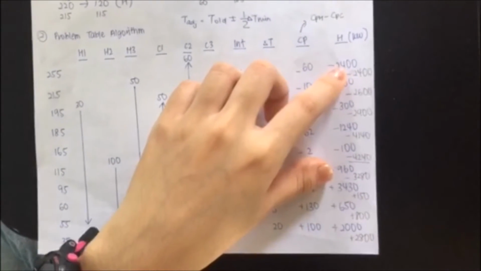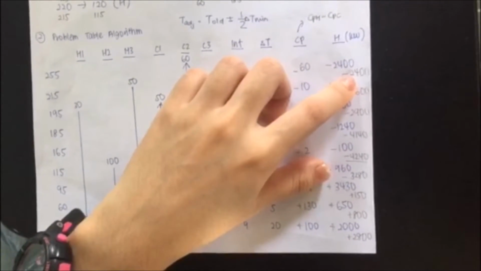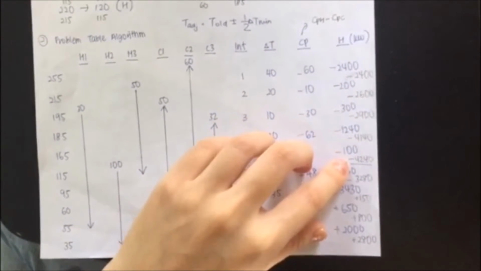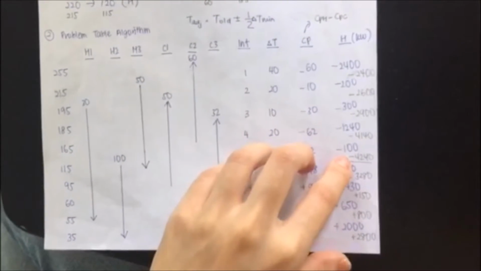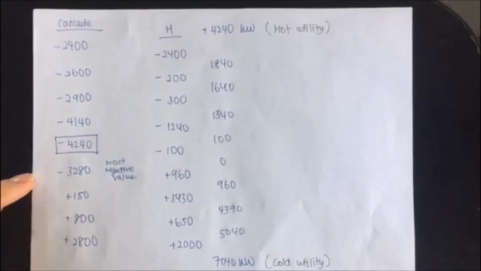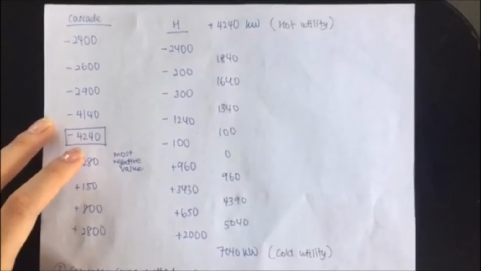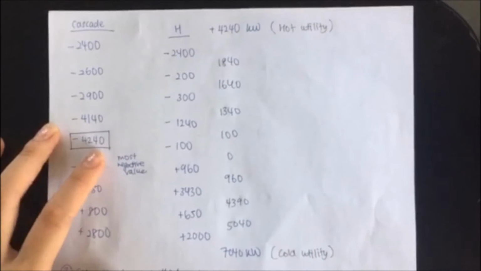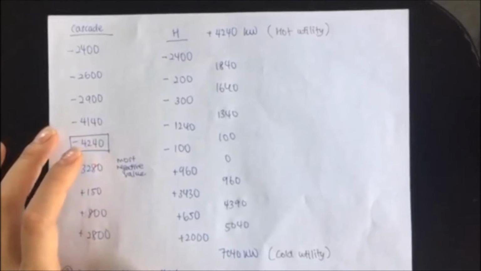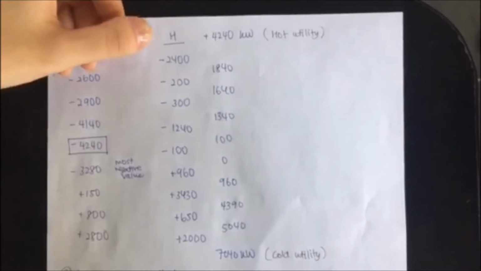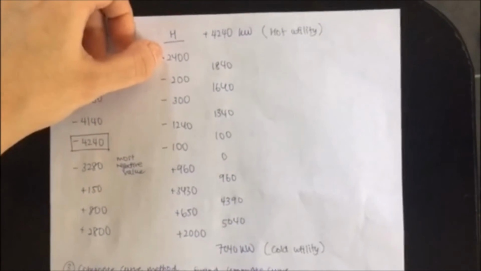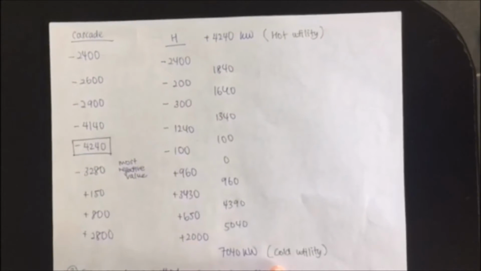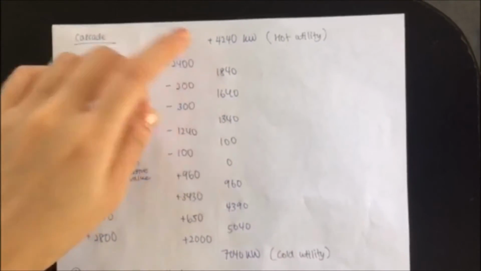We also calculate the cumulative heating load in order to do our cascade to find out what our hot utility and cold utility are. Looking at the cascade, we can already see that our pinch point is at the most negative value, and we take this value and add it to the enthalpy to calculate our cold utility and hot utility.